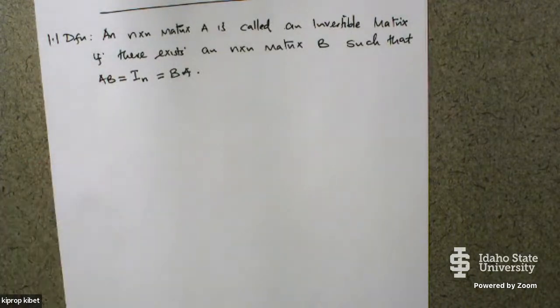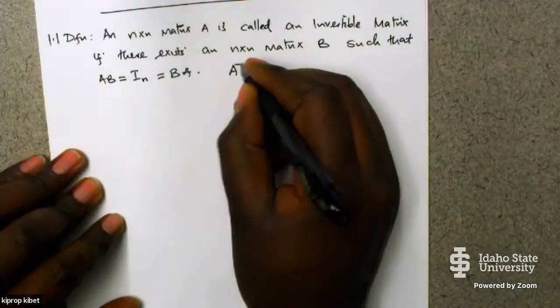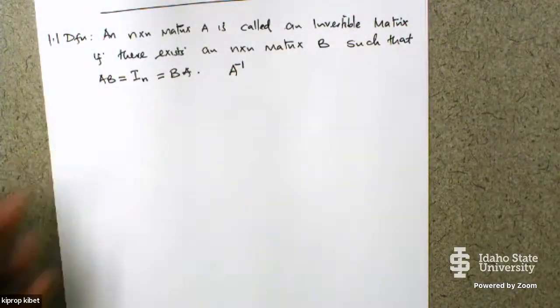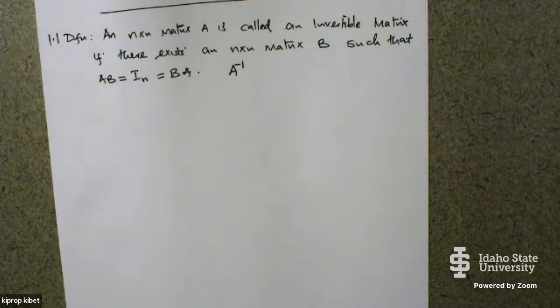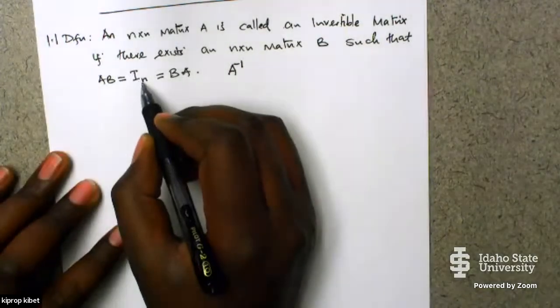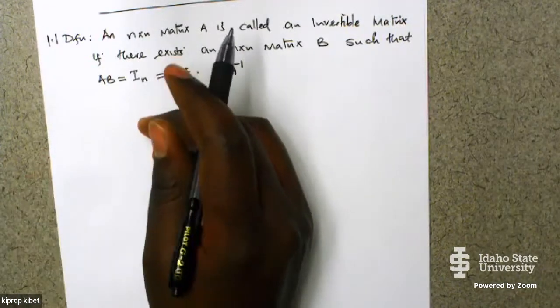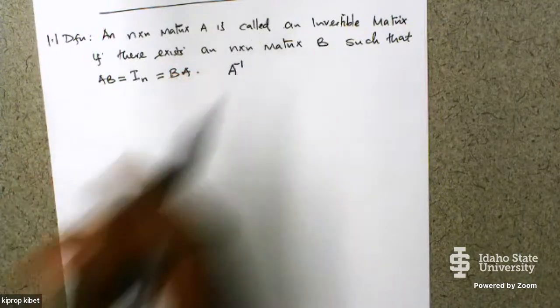So in this case, we usually write the inverse as A inverse. So that is the inverse of a matrix. When you multiply the matrix by its own inverse, then you get the identity matrix. If the matrix is an n by n matrix, then the identity matrix that you get is also an n by n.